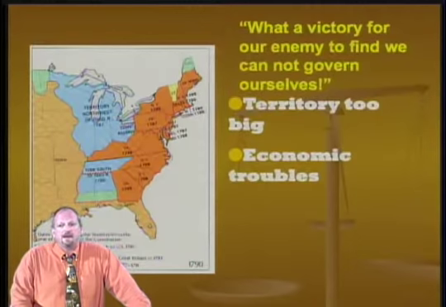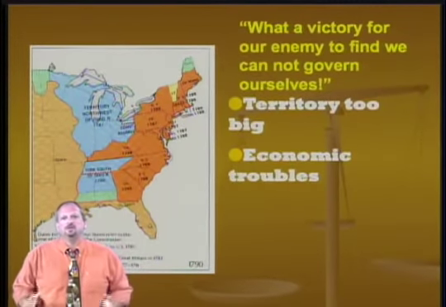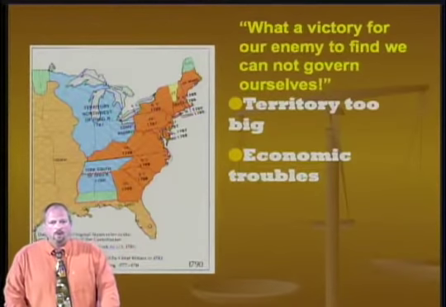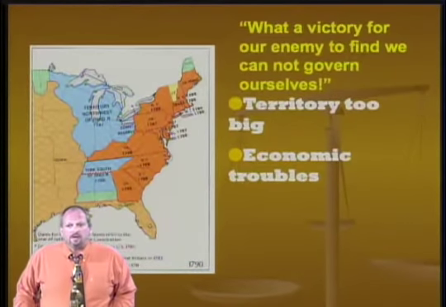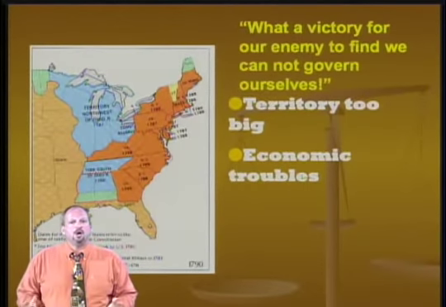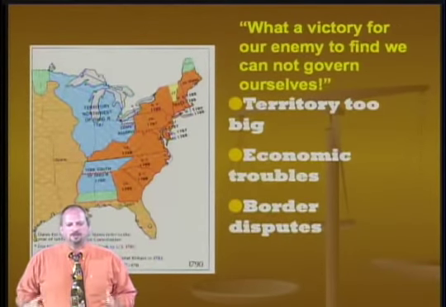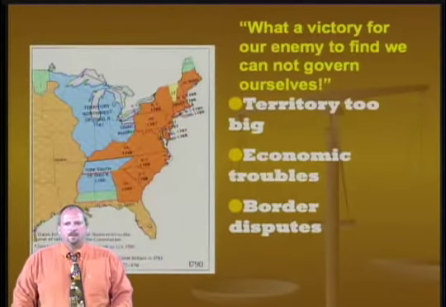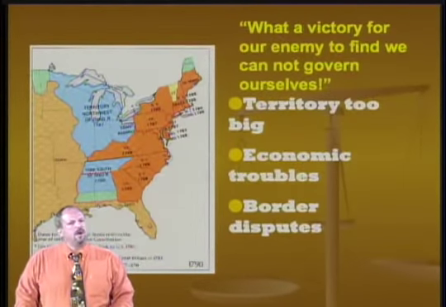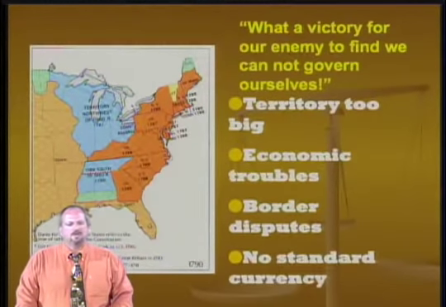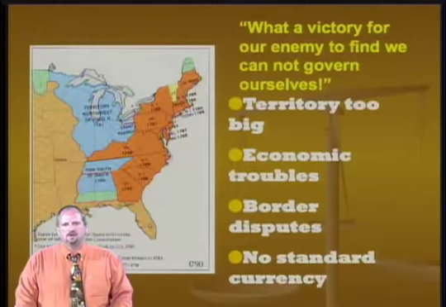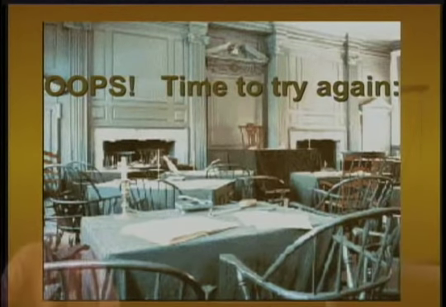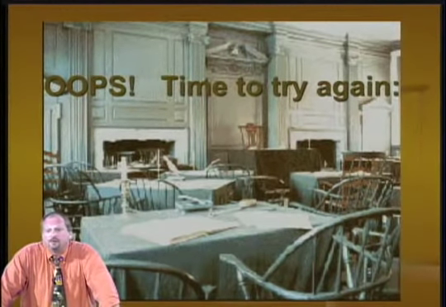We had strong economic troubles. Most of the states had incurred huge debts during the Revolutionary War. We owed other nations and each other, even Great Britain, a great deal of money. There was no common currency to help establish an economic system. There were border disputes as the territories to the west were argued over, and of course, as I mentioned, no standard currency, no unifying feature. We were 13 independent states who just happened to be friends. This was no way to run a government. Oops, time to try again.